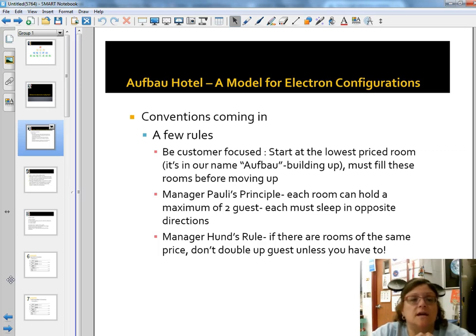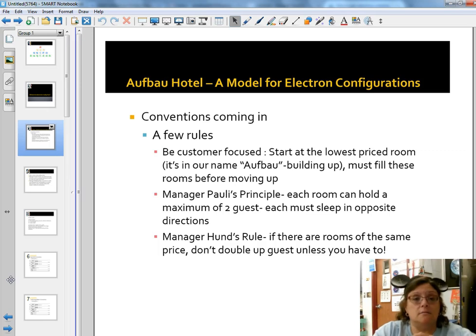The second rule we have to follow is Manager Pauli's rule. Pauli said that we can only have 2 people per room. Furthermore, in that room, there's one bed that has its head on the far wall and one bed that has its head on the near wall. So they can't sleep with both heads on the same wall. Not sure why, but that's just the way Pauli wants it. And if Pauli wants it, he gets it. Pauli also said that there's not going to ever be more than 2 electrons in an energy level.